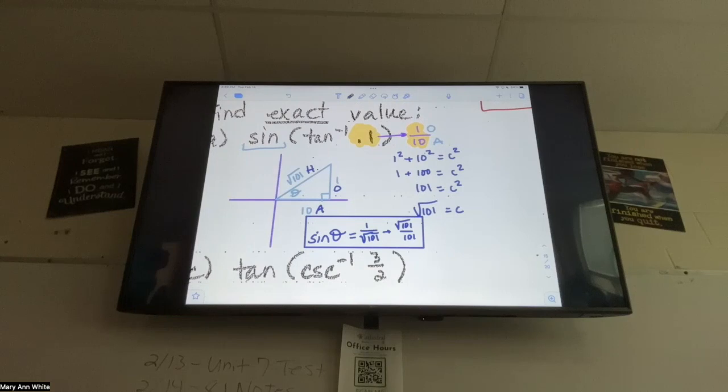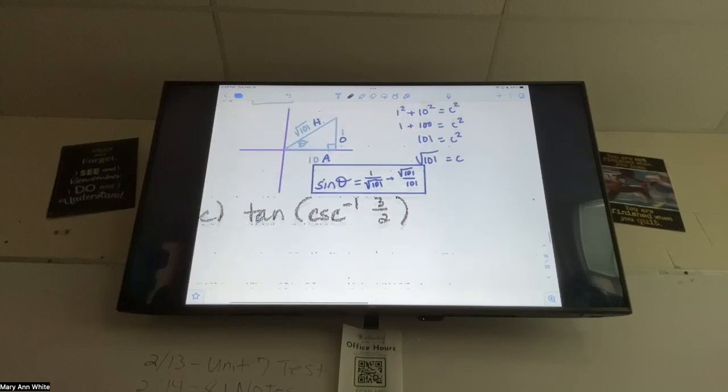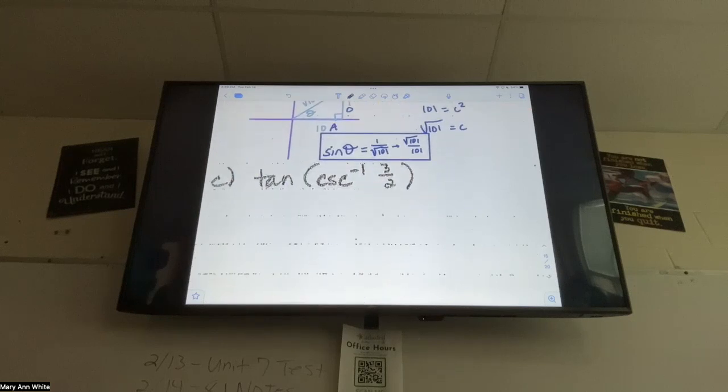Are we doing okay, or am I moving too fast? Okay. The last one I also think you can kind of do on your own, but it's a little bit funny. This time I gave you cosecant. Cosecant is the reciprocal function of which one? Sine, very good. Cosecant is the same thing as 1 over sine.